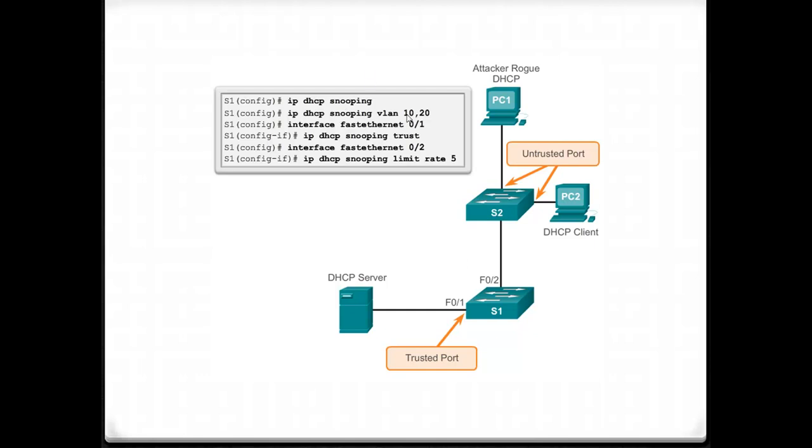So setting this limit is only going to allow him to send one request every 5 seconds to that DHCP server for an address in his attempt to use up all the addresses that that DHCP server has in its pool.